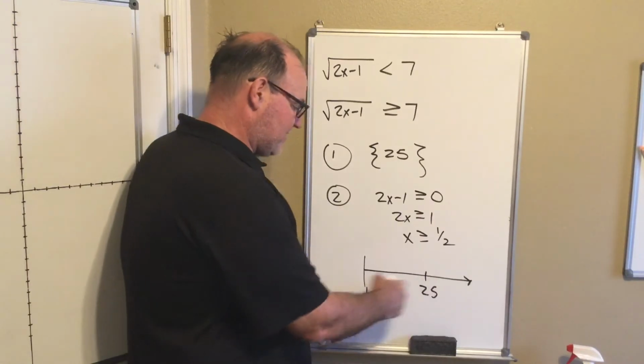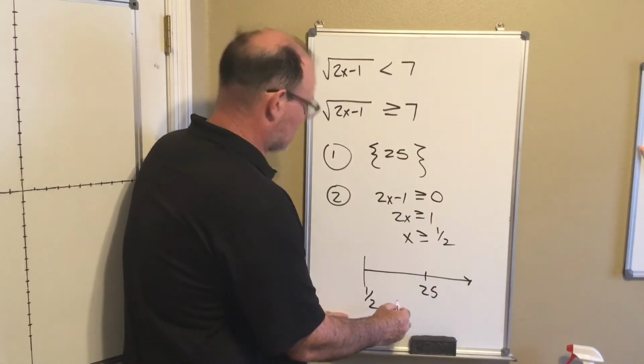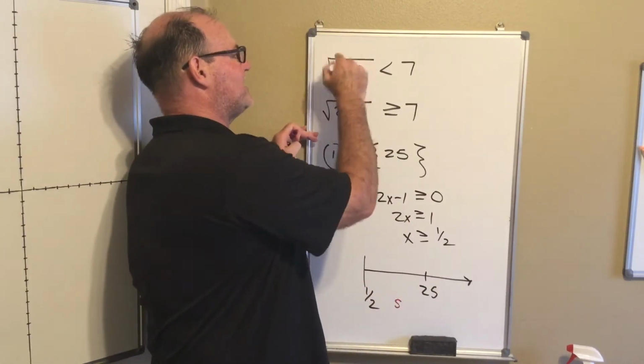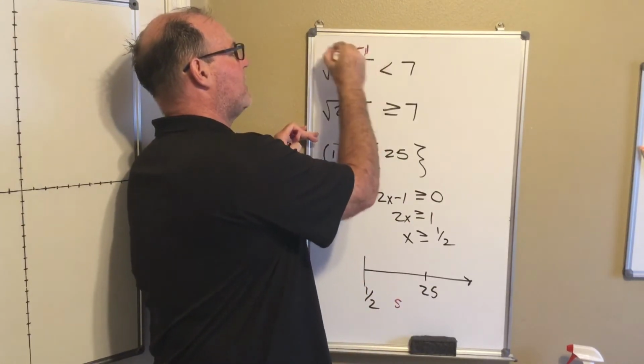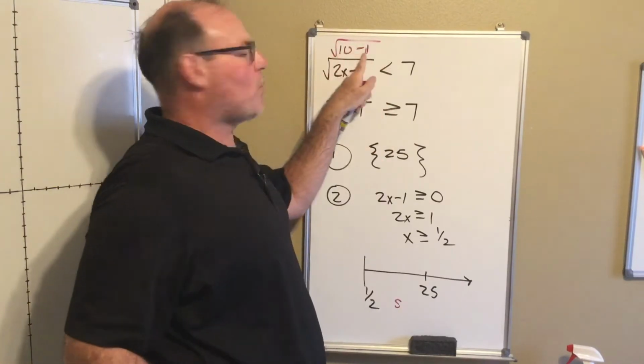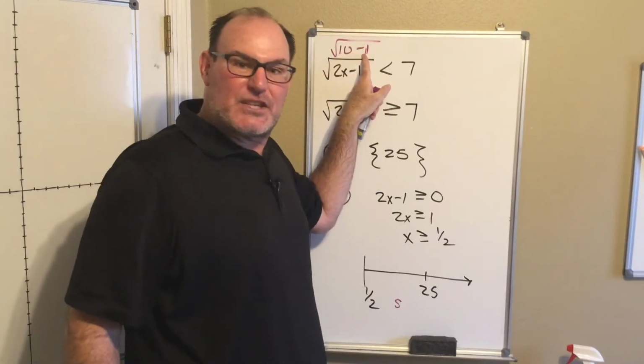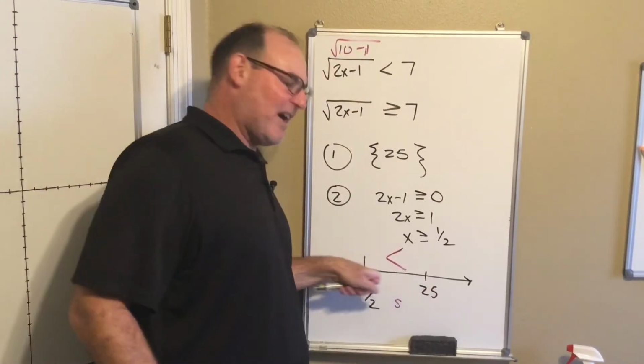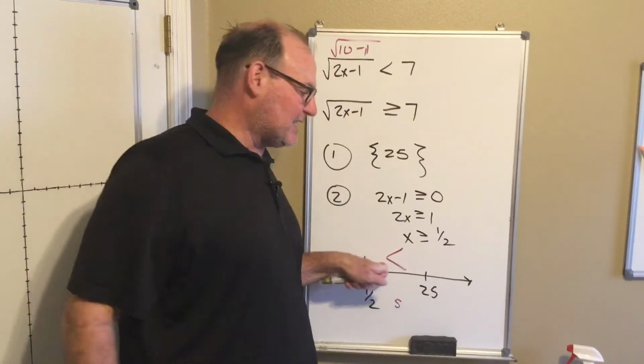So I'm going to pick the value in here. I'm going to pick the value, let's go 5. And so when I put 5 in, 5 times 2 is 10 minus 1, the square root. Well, 10 minus 1 is 9. The square root of 9 is 3. 3 indeed is less than 7. So we get that the values are going to be less than in this interval.